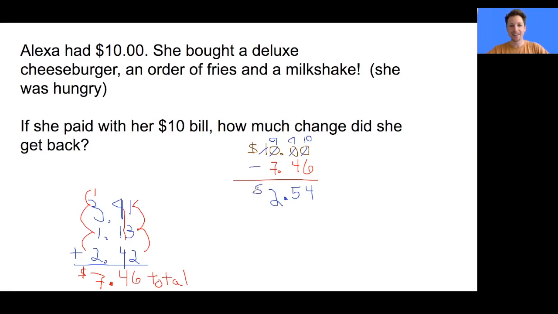And the question asks, let's see here, let me change colors, brown. All right, the question asks, how much change did Alexa get back? So if she gave 10 and her total bill was $7.46, she should be given back this amount of $2.54. Is that what you got?